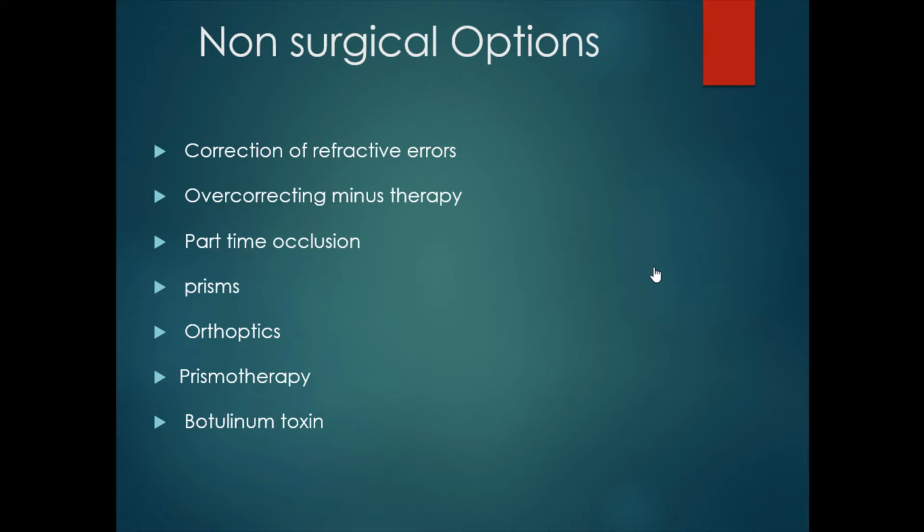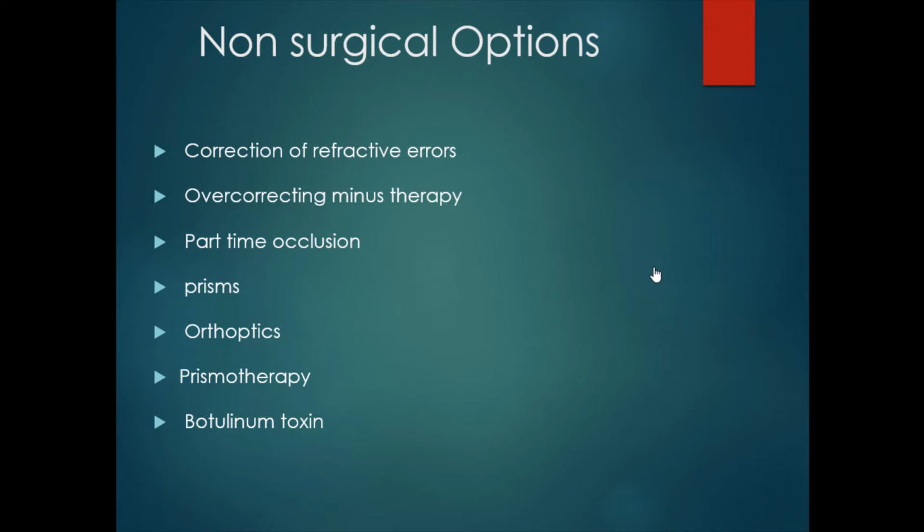Non-surgical options would be to correct the underlying refractive error. You will see a difference. The underlying myopic astigmatism or myopia, it is better to correct them, and with glasses some of these children are able to regain the control. And then overcorrecting minus therapy, I do not have a personal experience, but you can give up to -1 to -3 again to increase the accommodative convergence which will bring the eyes to control. Part-time occlusion can be tried.